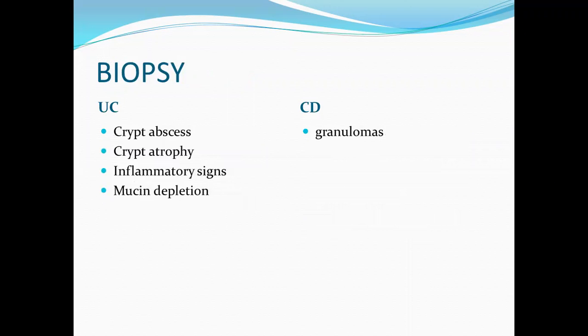When the biopsy is done with ulcerative colitis, you would find crypt abscesses and crypt atrophy. You also find signs of inflammation and mucin depletion because the goblet cells are affected. With Crohn's disease, you find non-caseating granulomas upon biopsy.